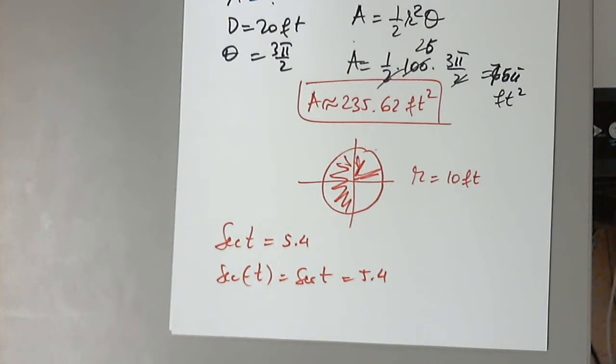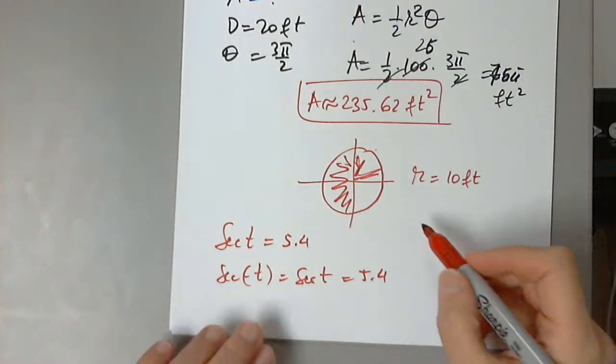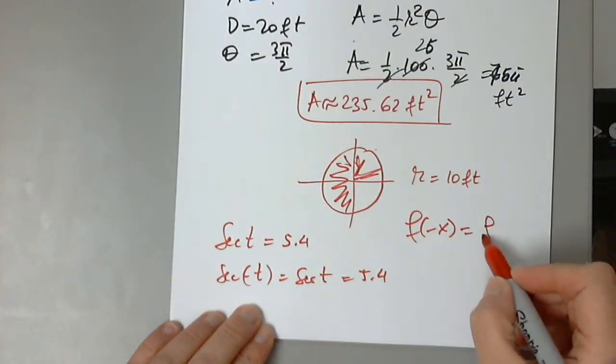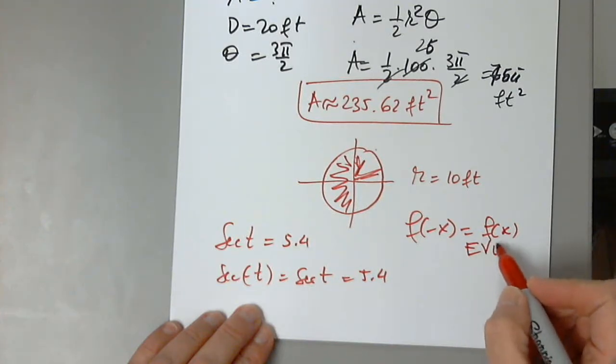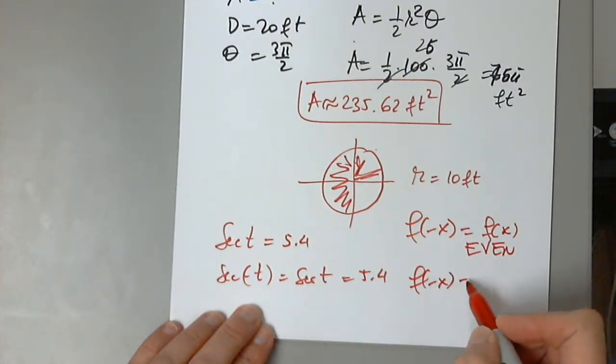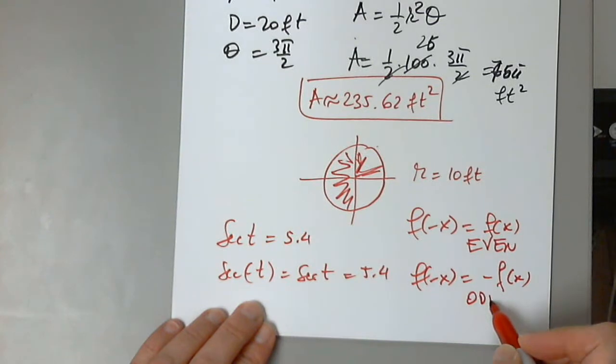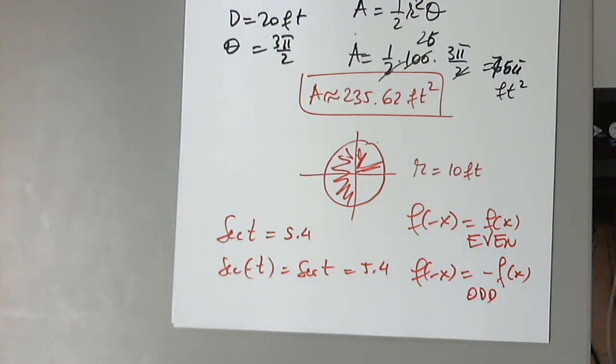F of negative x is negative f of x for odd, and f of negative x is f of x for even. So let's write this one more time. F of negative x is f of x for even, and f of negative x equals negative f of x for odd. That's the beauty, so you don't ever have to worry about negative angles.